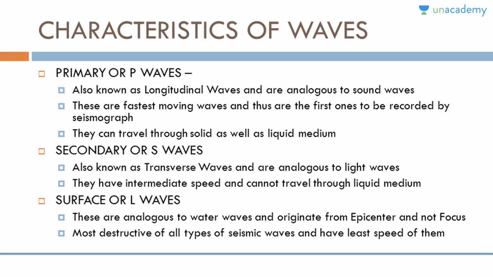For instance, P waves or primary waves are also known as longitudinal waves, and these are analogous to sound waves. P waves are the fastest moving waves, and thus they are the first ones which are recorded by seismograph. And one characteristic of these waves is that they can travel through solid as well as liquid medium.